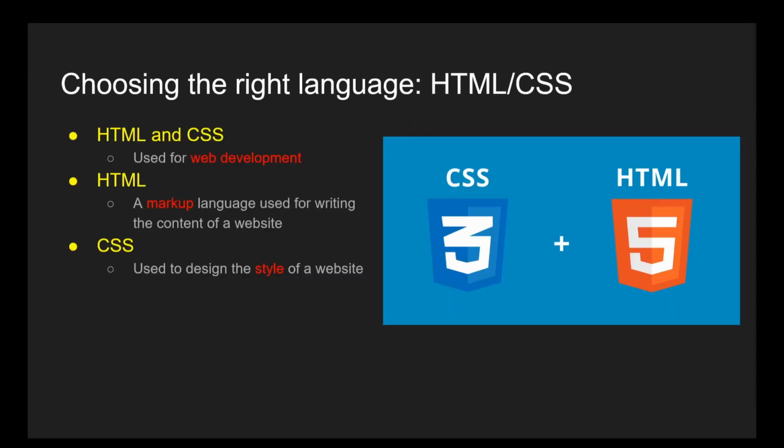Now, if you are trying to design a website and delve into that career path, using HTML and CSS is probably your best bet. HTML is a markup language that is designed for writing the content of a website, while CSS is great for designing the style of the website. You interact with HTML code every day, and you can even see it right now. If you right click and hit Inspect Element, this will truly show you how complex HTML and CSS can be.